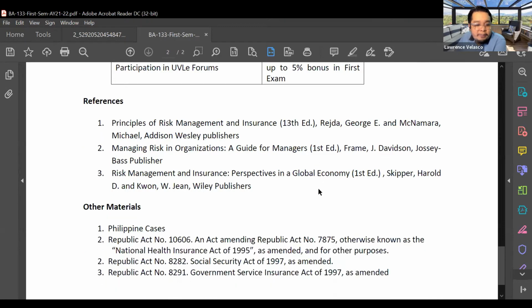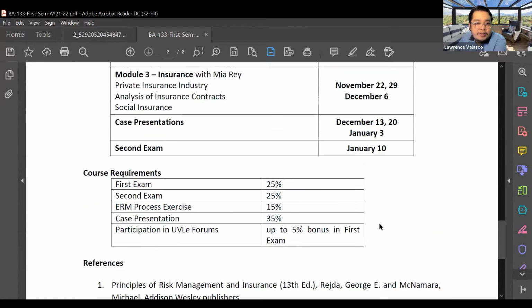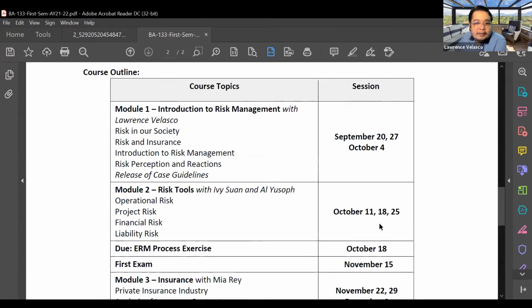There will also be Philippine cases and certain laws specifically related to insurance, which you will discuss with Dr. Ray. So that's the whole syllabus. Essentially, for the first 3 sessions, you will be with me and we will finish this whole topic of introduction, and then I'll hand you over to Dr. Suwan and Al later on.